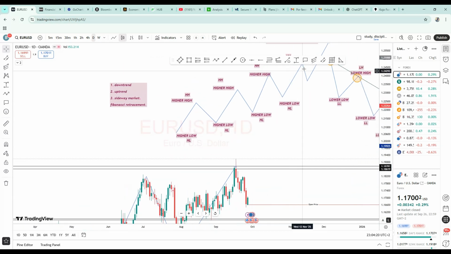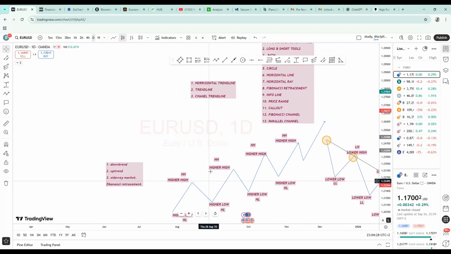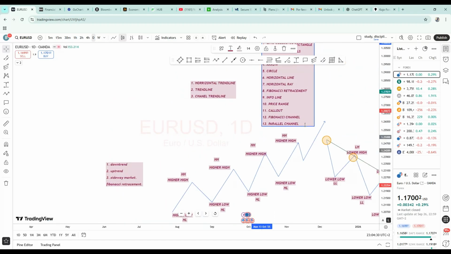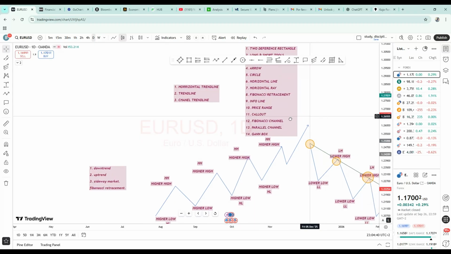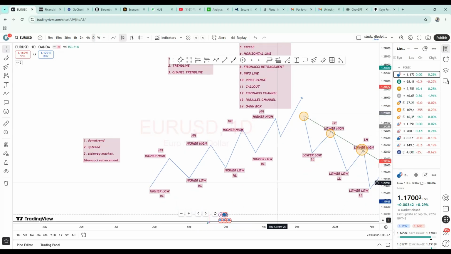Let me delete that. And now the next one is what we call the gam box. Sorry. We have a gam box. Let me put it at 14. The gam box is just a tool that we use to identify our supply and demand, which is a discount and then a premium level in the market.